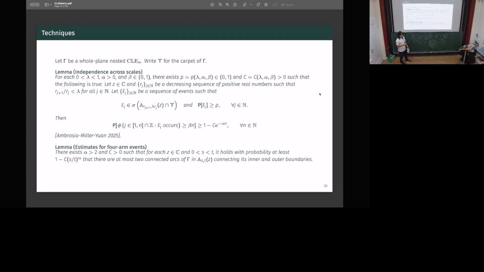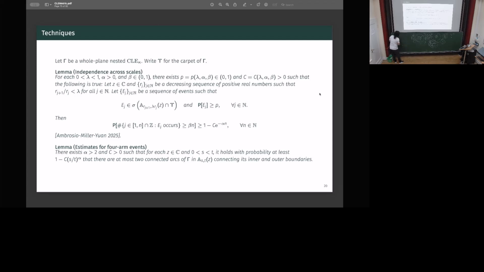Alpha is a constant that is bigger than 2. This is very useful because it is important that alpha is bigger than 2. If it is bigger than 2, then you can just take a union bound. You can find many annuli such that their inner balls cover the whole region, and this event doesn't occur for each of them.